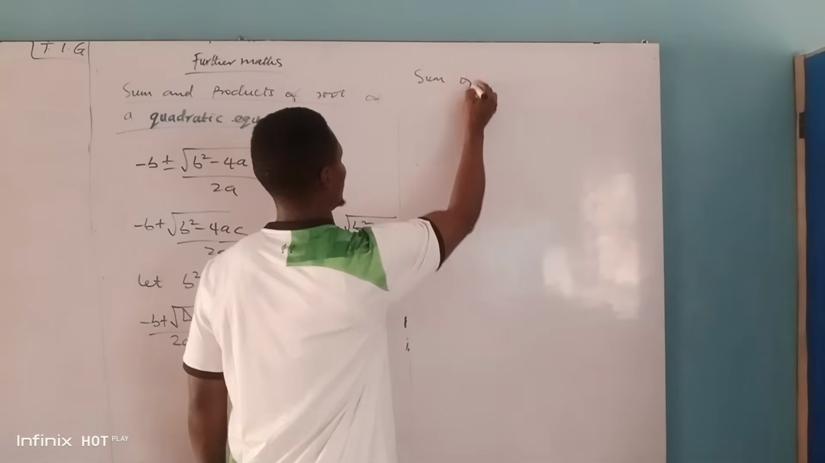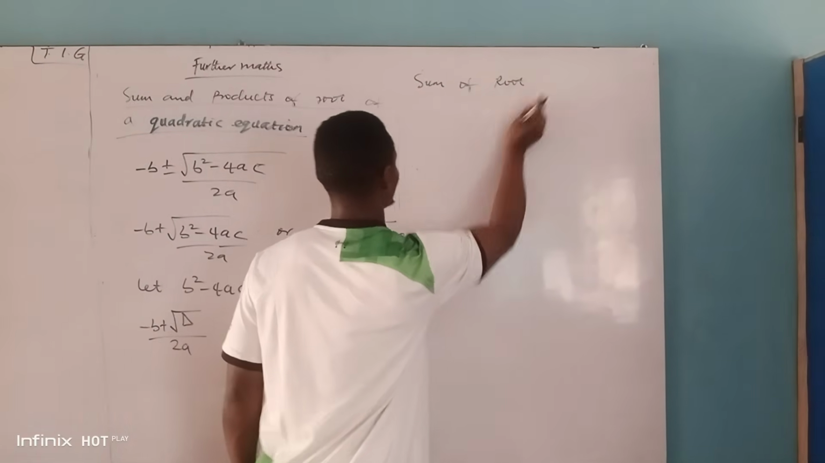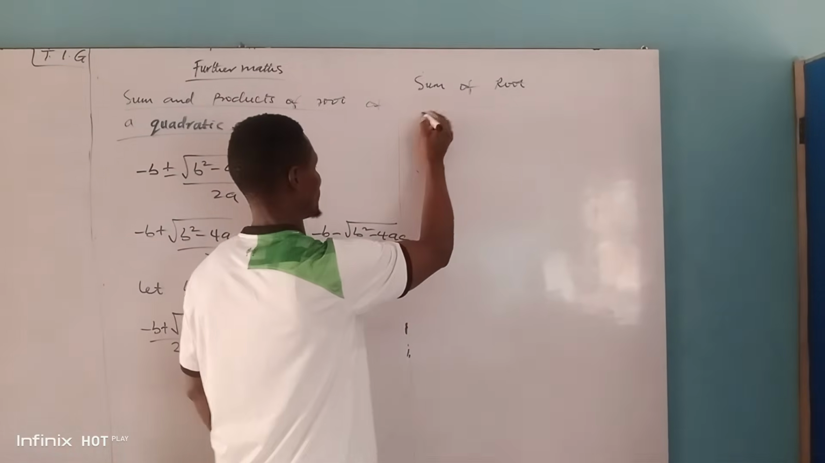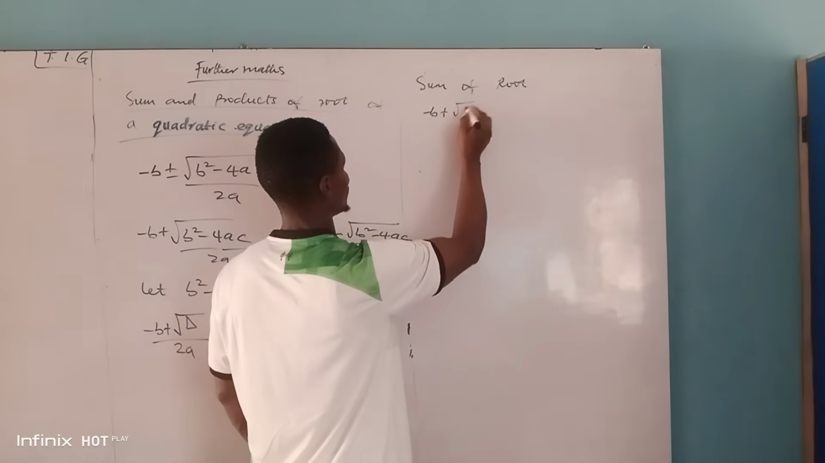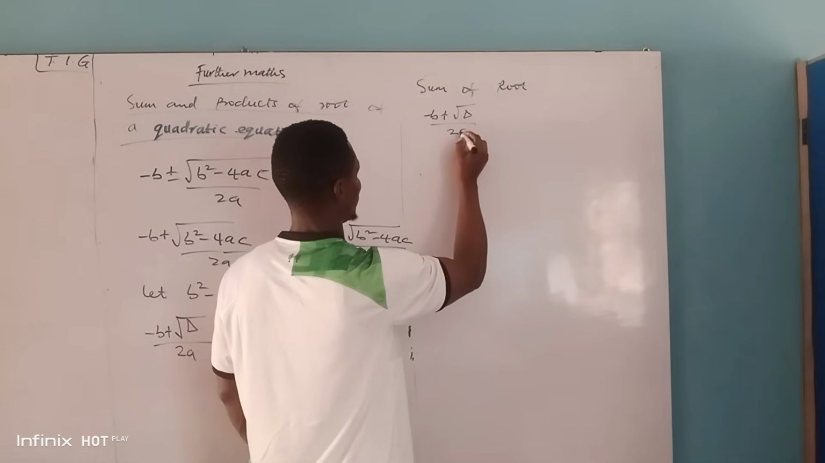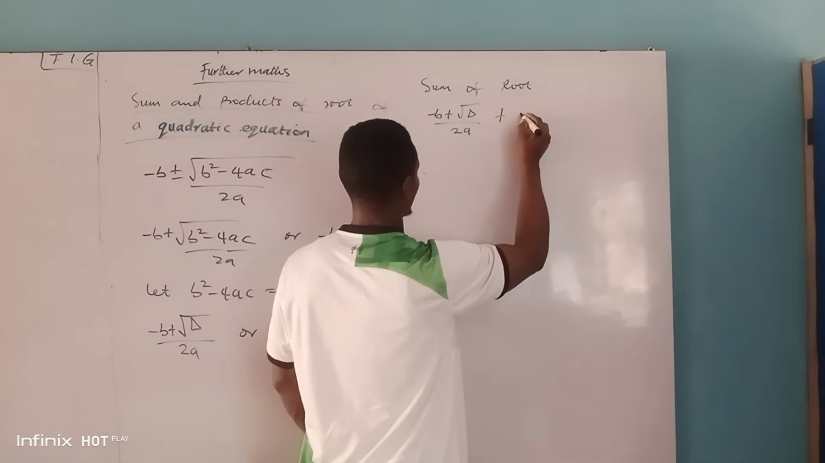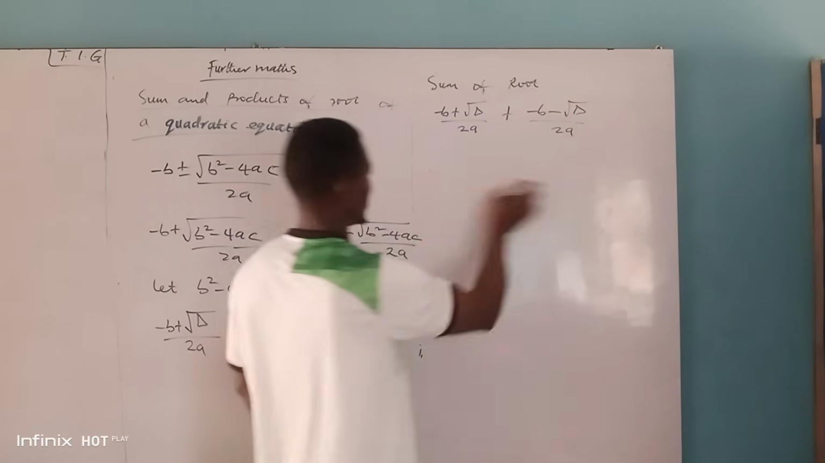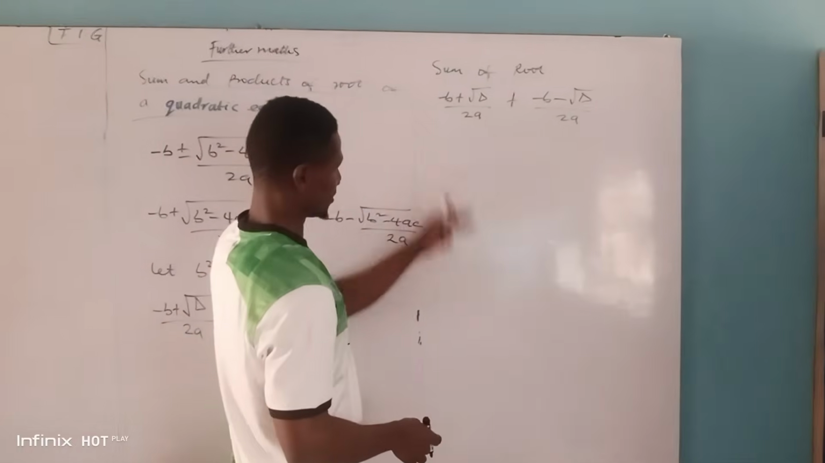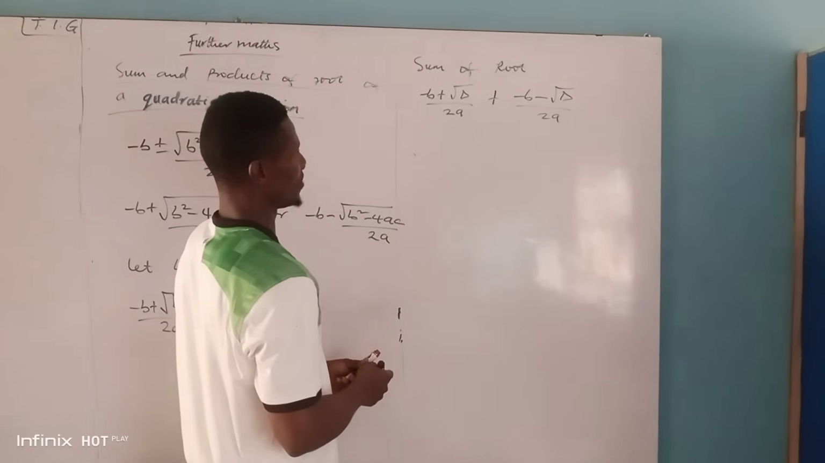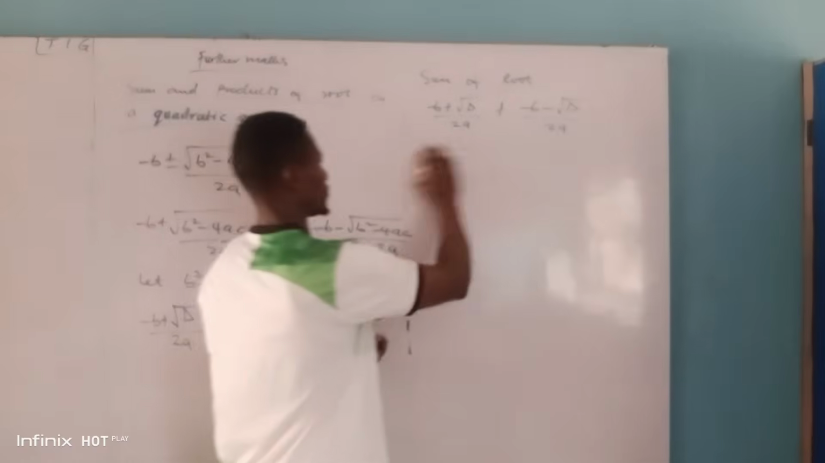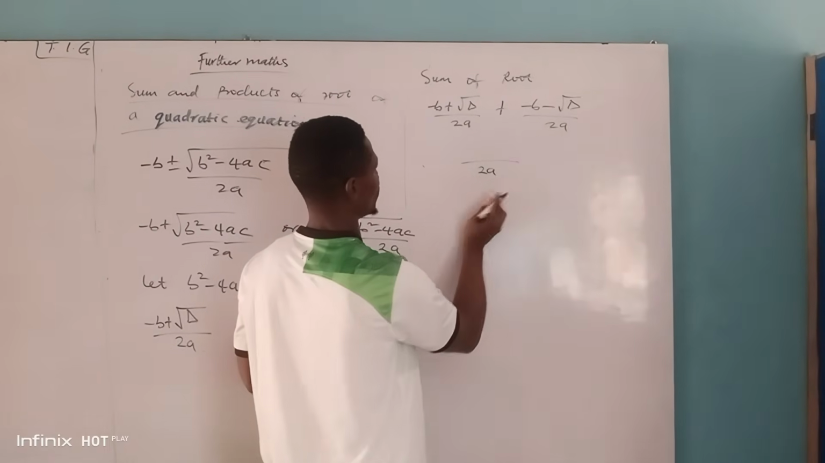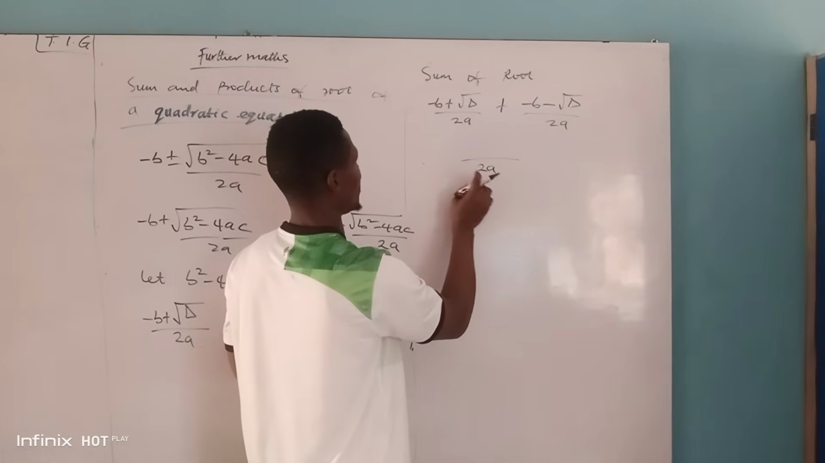The sum of roots. Now let's add the two roots of the equation. That is minus b plus square root of d over 2a plus minus b minus square root of d over 2a. Let's add it up. Now, at this point, what do we do? Remember the method of solving two fractions to find the LCM. So you write the LCM, which is 2a.